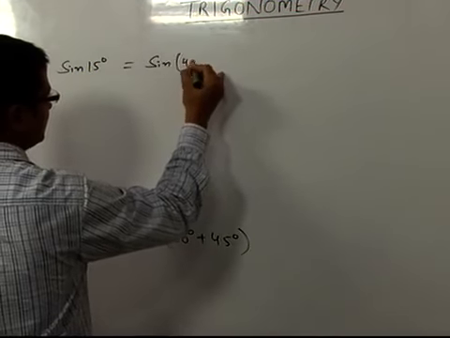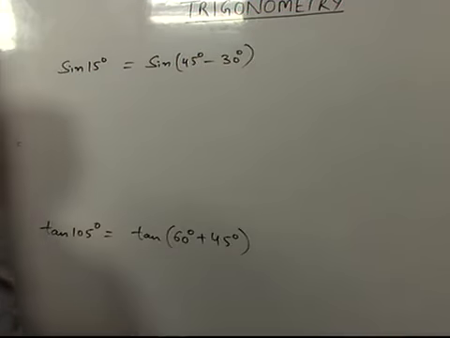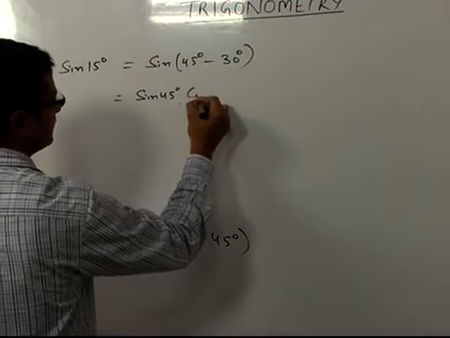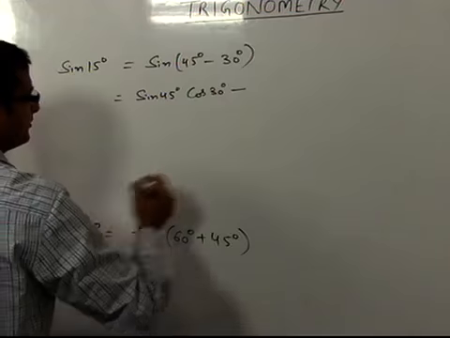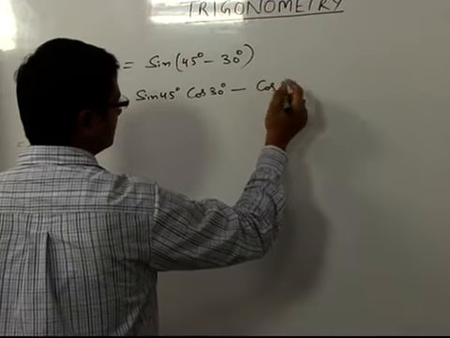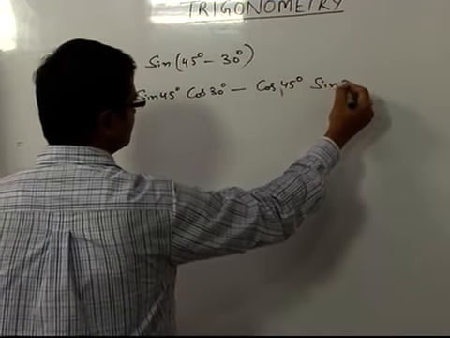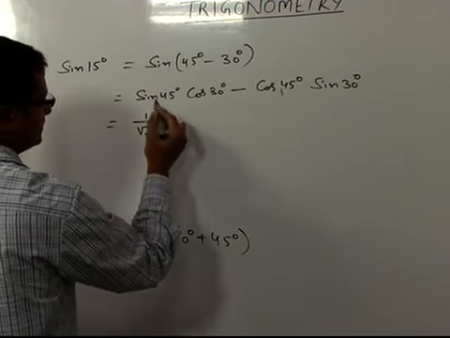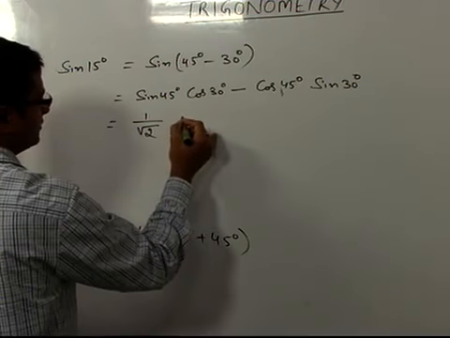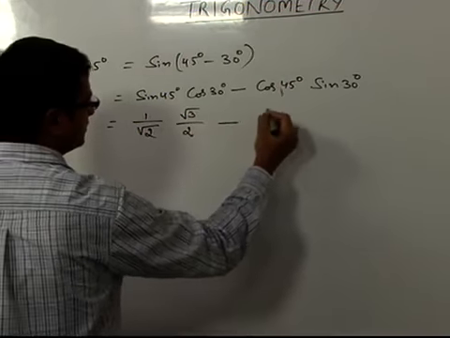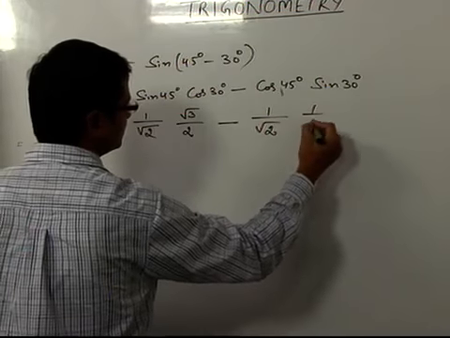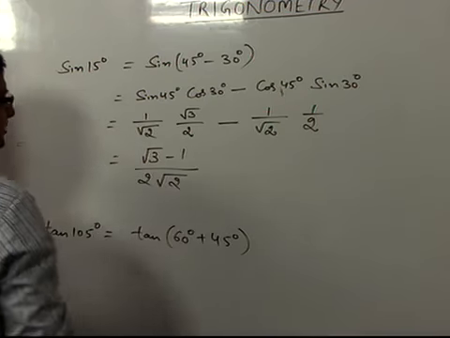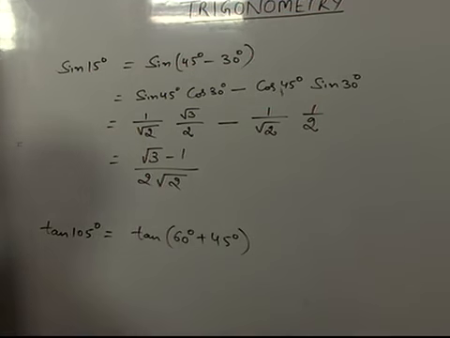15 degree can be written as 45 degree minus 30 degree. Again applying the formula, it is sin 45 degree cos 30 degree minus cos of 45 degree sin of 30 degree. By putting values, sin 45 degree is 1 by root 2, cos 30 degree is root 3 by 2, cos 45 degree is 1 by root 2, and sin 30 is 1 by 2. So it is root 3 minus 1 upon 2 root 2.